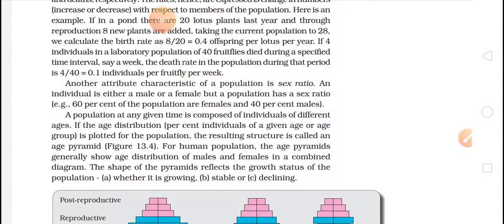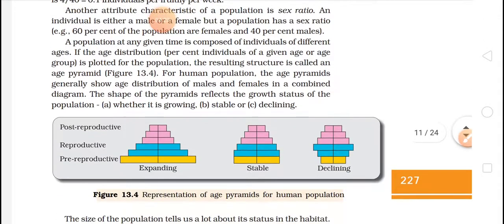Okay, so if we are talking about a population at any given time, it is composed of individuals of different ages, and we can form a pyramid. Different ages means those who are pre-reproductive, those who are reproductive, and those who are post-reproductive. Okay, so for each organism we can make a pyramid. Just see the pyramid, they have shown a pyramid. This is a single population they are talking about. Let's see about rat only.